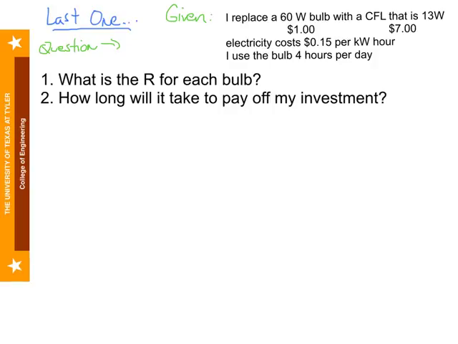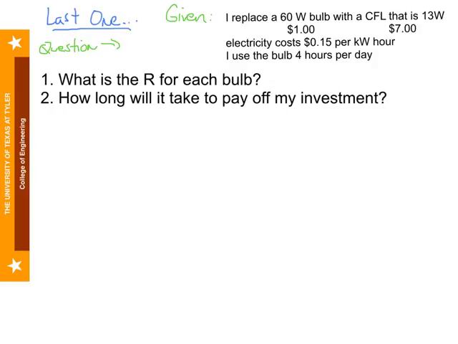So there's my questions. What's the resistance in each light bulb? And how long will it take to pay off my investment? Here I had to pay $7 instead of $1, so I had to pay $6 more to get this fancy schmancy bulb. How long is it going to take to pay off my investment?